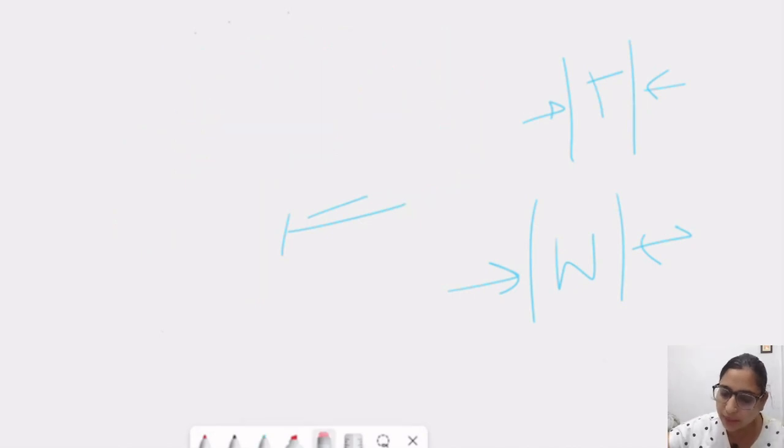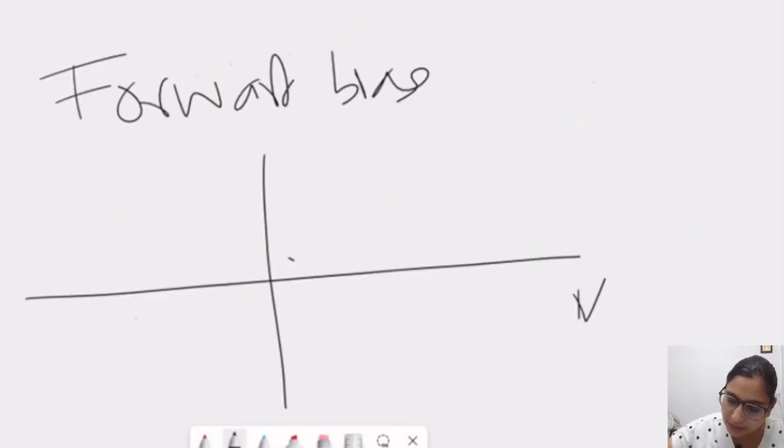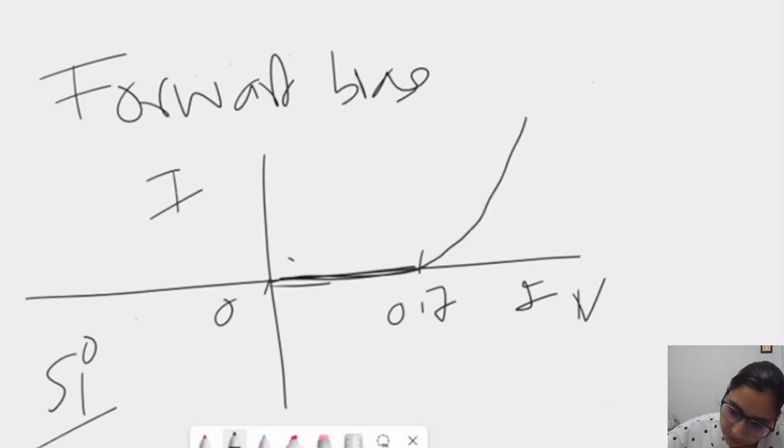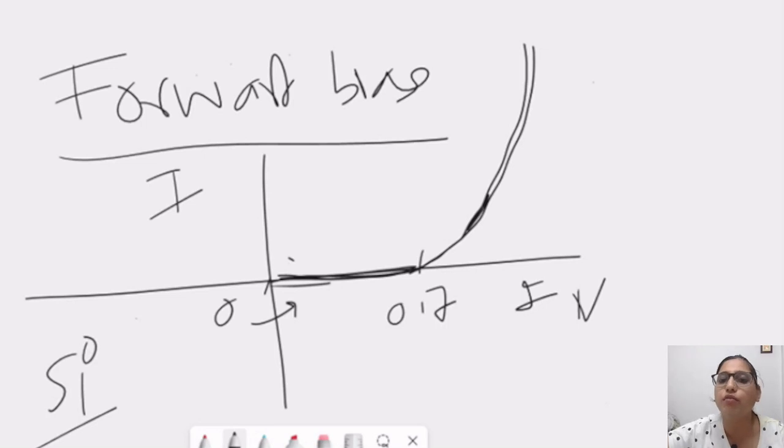Now we will discuss the forward bias VI characteristics, that is, how current and voltage are related in forward bias. Voltage on this axis, and this is current. Now let us consider this 1 volt, and here somewhere 0 volt, and here in between 0.7 volt. Let's say I talk about silicon. We know that we need 0.7 volt to start conduction, and the depletion region will start conducting. So till 0.7 volt, the current is negligible, and after 0.7 volt, the current will increase exponentially. So this is the VI characteristics we have in forward bias. This is the basic phenomenon in forward bias.